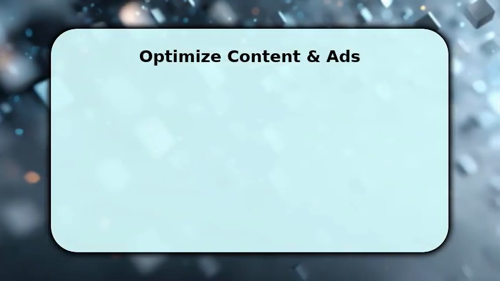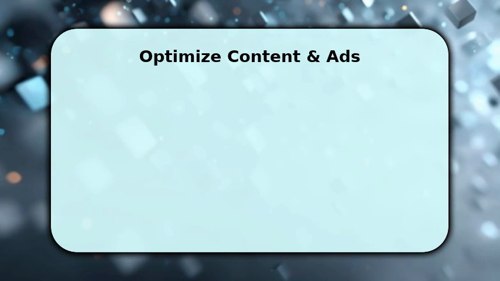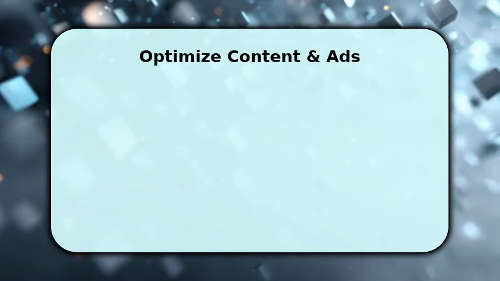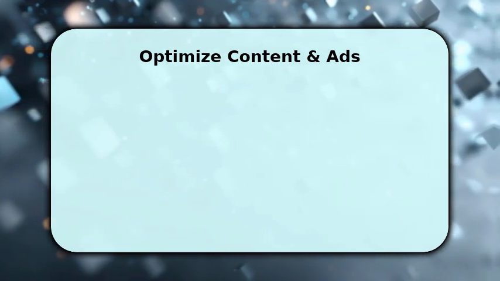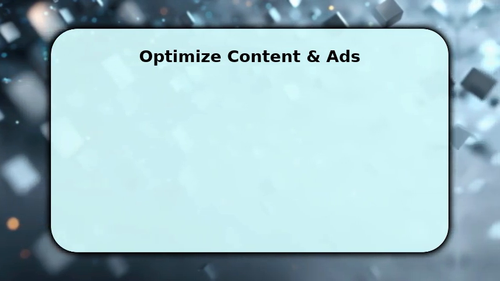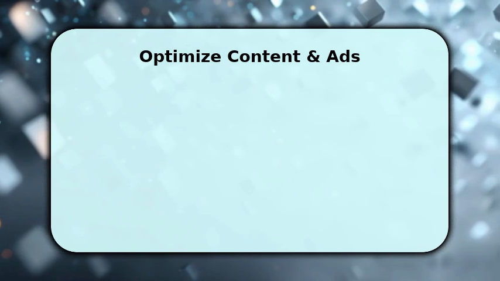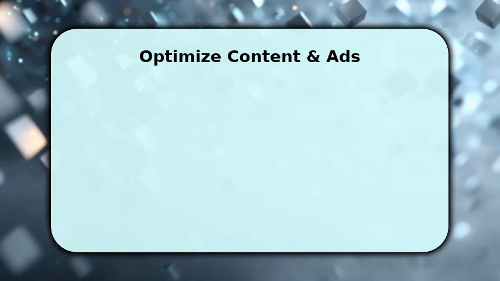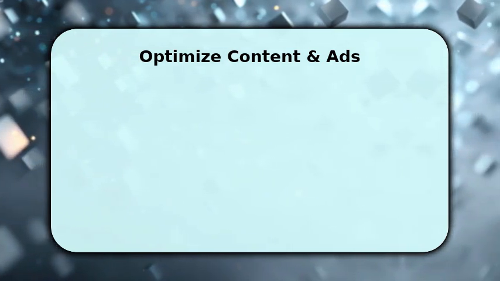Next, you optimize content and ad placements to increase CPM. Focus on retention. Longer watch time signals value to advertisers, so structure intros and hooks to keep viewers. Then place mid-rolls after natural breaks and choose skippable versus non-skippable ads based on audience tolerance.